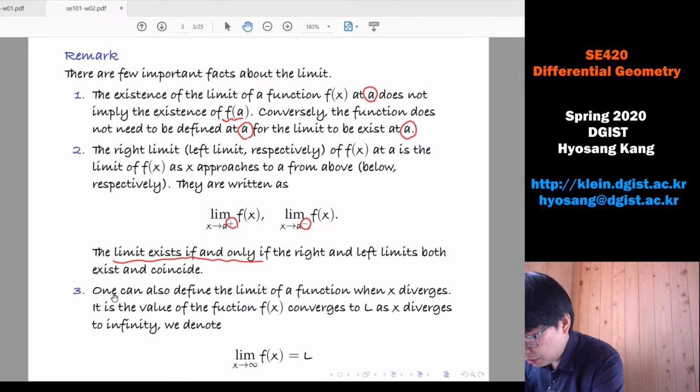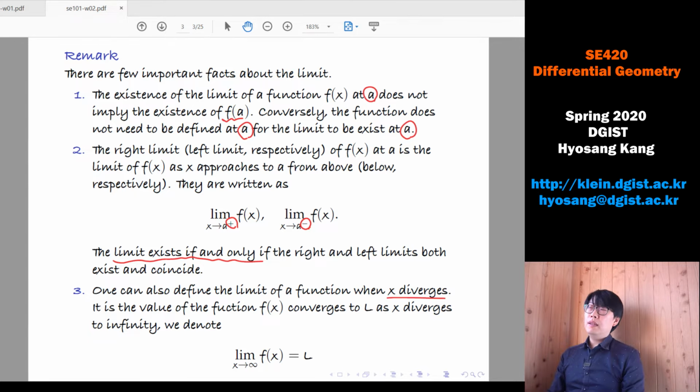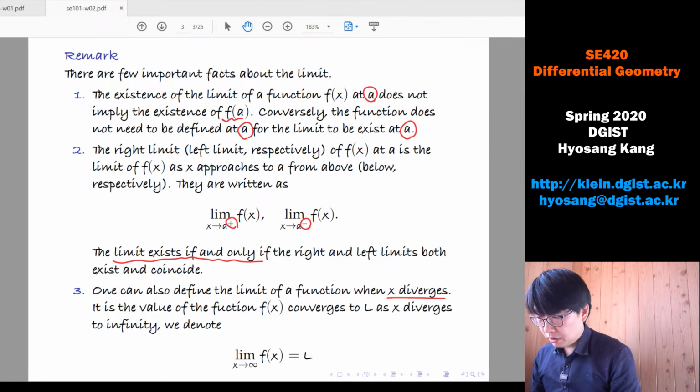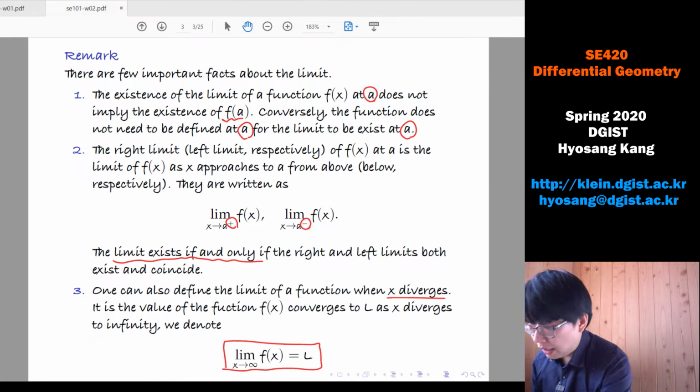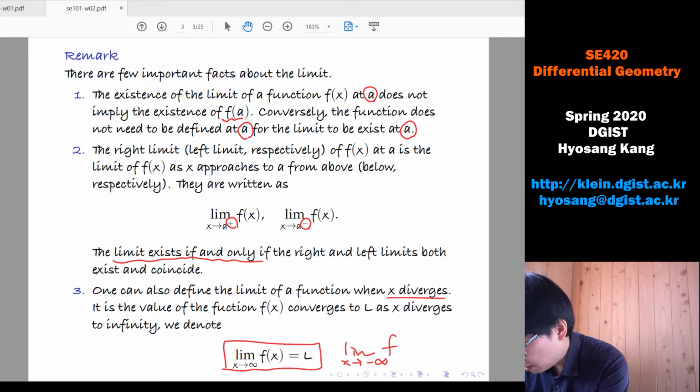So the third one, you can also define the limit of function when x diverges. Which means that if x goes to infinitely large or negative infinitely small, then if function levels out, which means that the value of function goes to some finite number L, then you can define the limit of your function as x diverges. So you can also define similarly, we have x goes to negative infinity, then f(x) goes to some L prime. Okay.